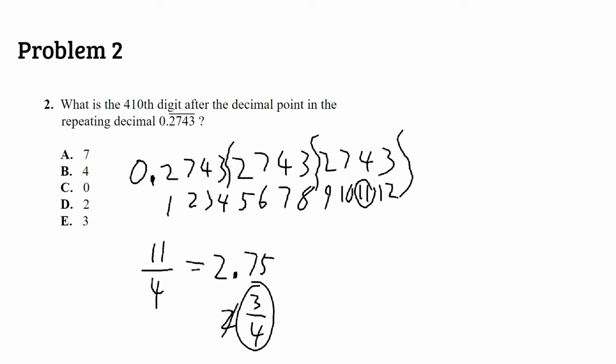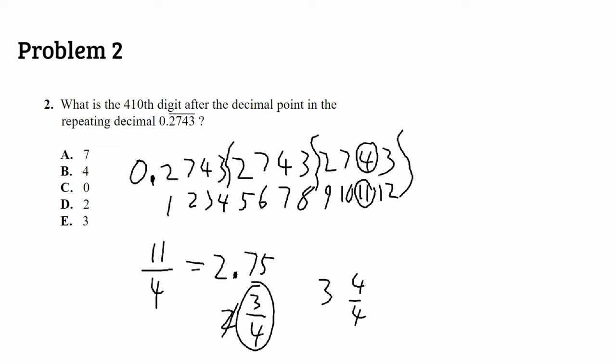Now, 3 out of the 4 means that it's the third out of the 4 digits. Of course, if this was a whole number, let's say it was 3, then that would be 4 out of 4, so it would be the 4th digit. But this is 3 out of 4, so we know it's going to be the third digit in this, and that is going to be 4. So that's how we solve this.